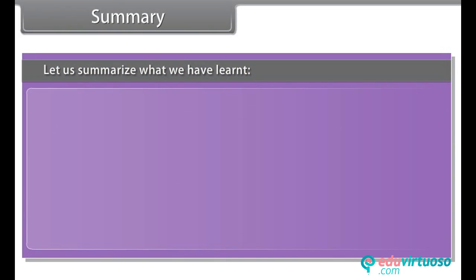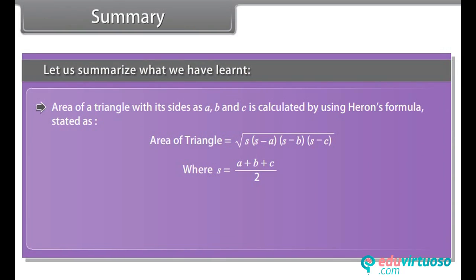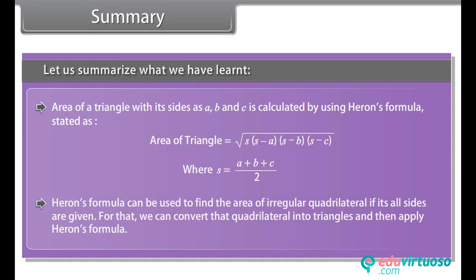Summary. Let us summarize what we have learned. Area of a triangle with its sides as a, b, and c is calculated by using Heron's formula. Heron's formula can be used to find the area of an irregular quadrilateral if all its sides are given. For that, we can convert that quadrilateral into triangles and then apply Heron's formula.